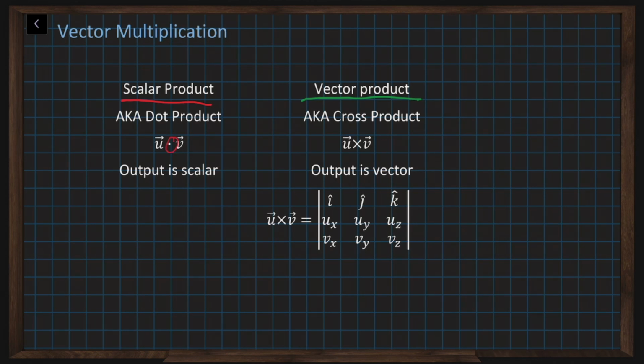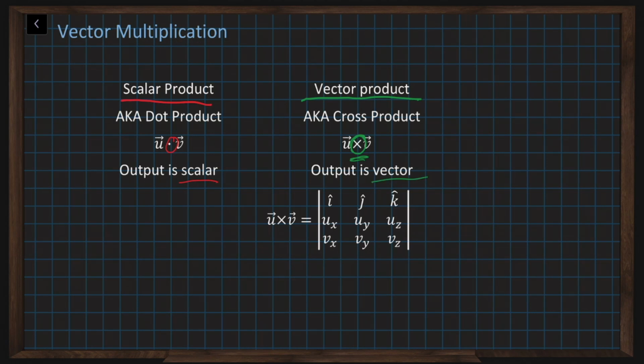In contrast, the vector product is also called the cross product, and that is because we denote it with this little cross. And this is an important point to remember, that whenever you see two vectors being multiplied with this little symbol, then you know we are talking about the cross product. Now, the scalar product actually takes its name from the fact that the output is a scalar, whereas for the vector product, the output is a vector.